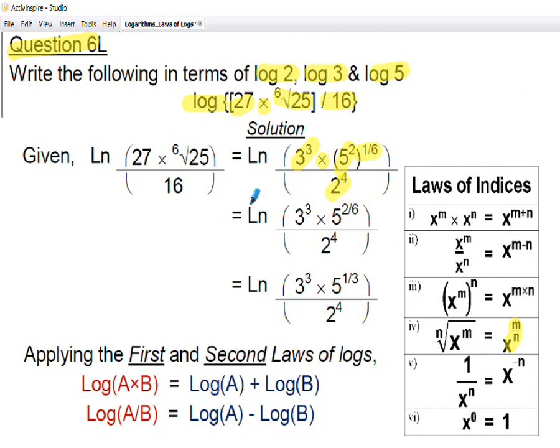So simplifying on the top line, next row I get 3 cubed times 5 to the 2 upon 6. I'm applying there basically the third law of indices. Got a power raised to a power, so I multiply the indices there. So 2 times 1 upon 6 is 2 upon 6, and the 2 to the 4 remains in the denominator. On the next line, I get 3 cubed times, just cancel down the index there, 2 upon 6 is 1 upon 3, and that's all upon 2 to the 4. Now I'm going to apply my first and second law to simplify this problem.